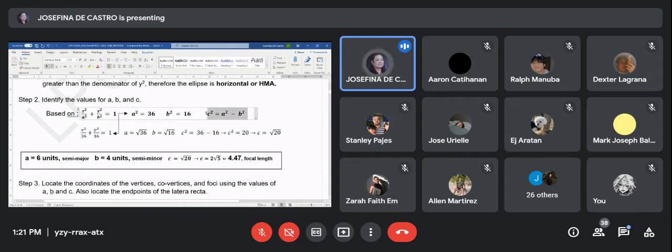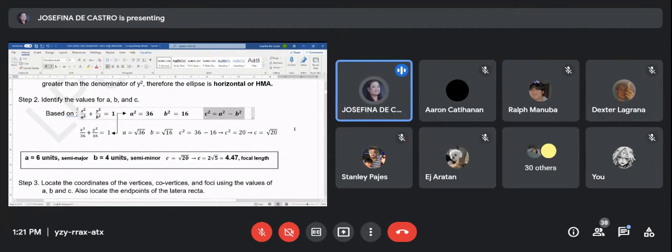And use the relation to get the c squared. C squared is equal to a squared minus b squared. Ito yung sinasabi kong hindi pwede nagne-negative dito. So c squared is equal to 36 minus 16. C squared is equal to 20. Okay? And then get the square root of both sides.